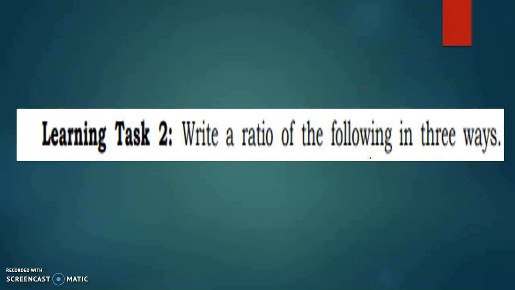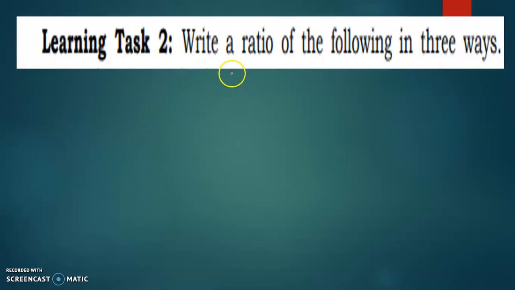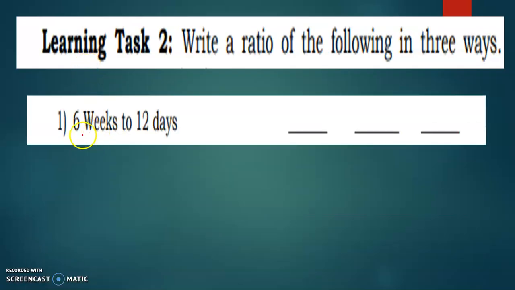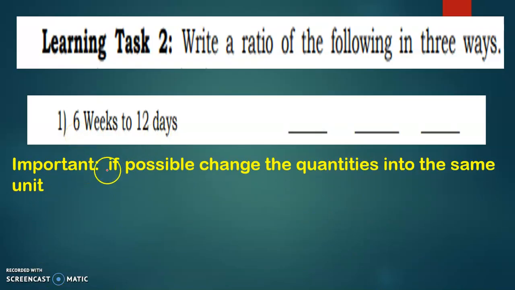Okay, another one. Learning task 2. Write a ratio of the following in 3 ways pa rin. Okay, tingnan natin. I have here 6 weeks to 12 days. So, itong kukuhanin natin, the ratio in 3 ways of 6 weeks to 12 days. But remember, if possible, change the quantities into the same unit. Kung pwedeng i-convert yung isang quantity para sila ay magkaroon ng katulad na unit, gagawin natin yan.